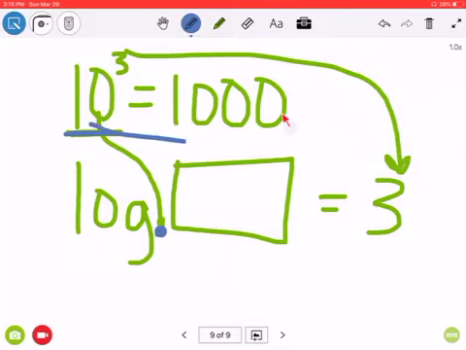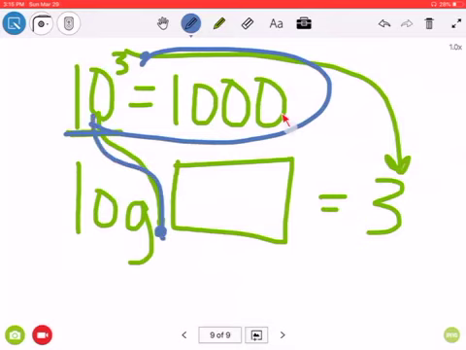So when you draw the loop, base 10 would be first. When you follow the line, 1000 would be what would go in the box. Of course, it's equal to 3. Okay, so that's about as hard as it gets. You're just practicing what goes where in these log equations and these exponential form equations. I think you can handle that. Let's look at the next one.